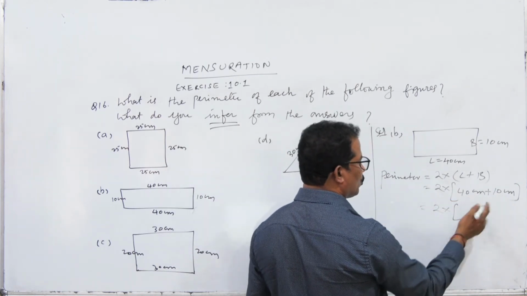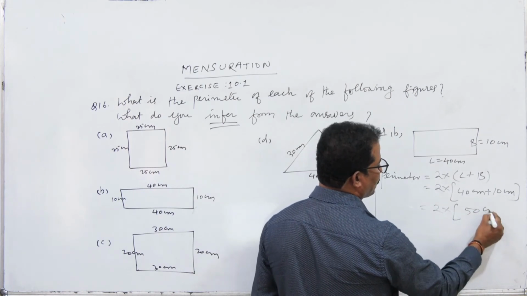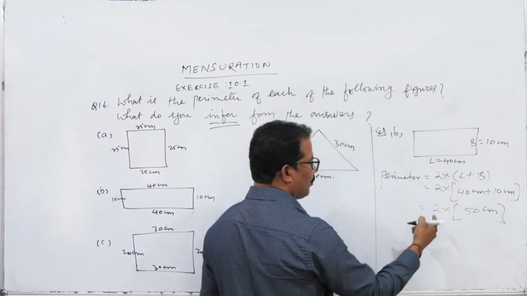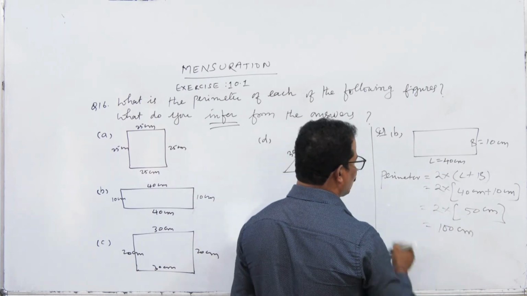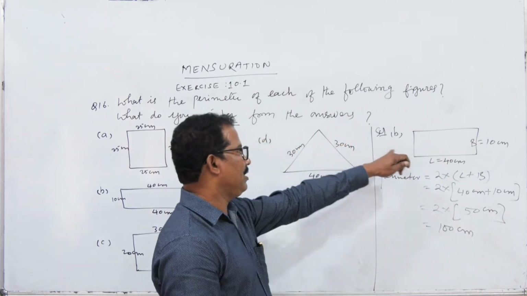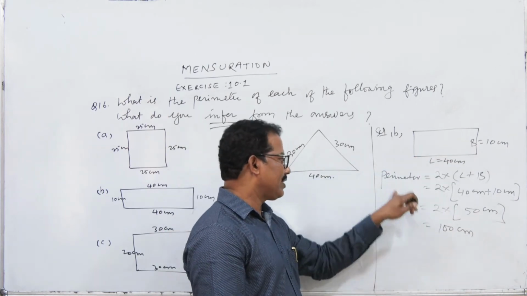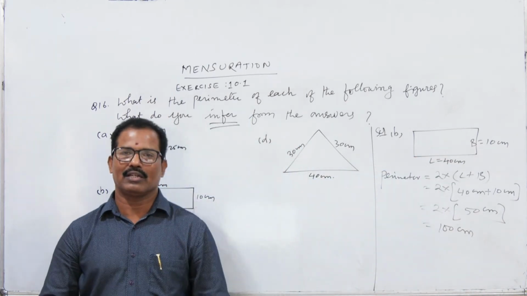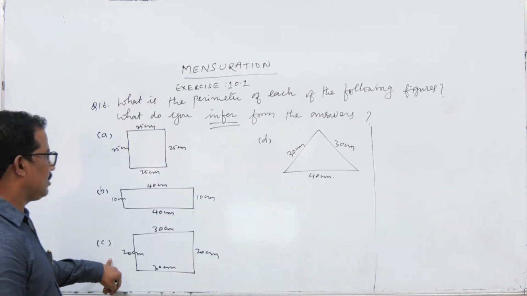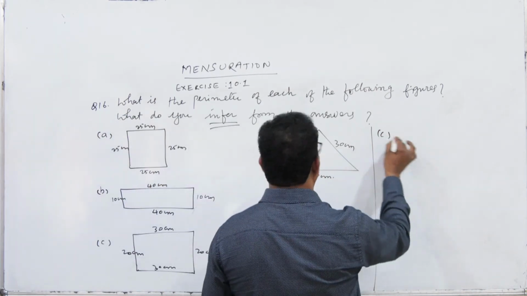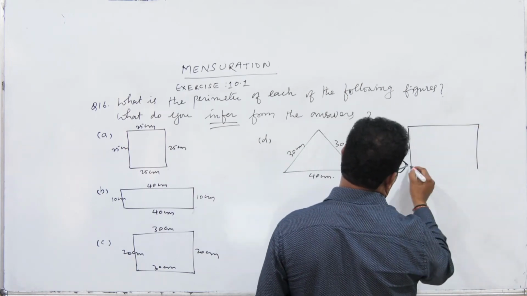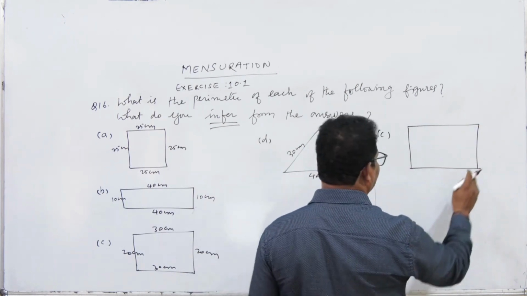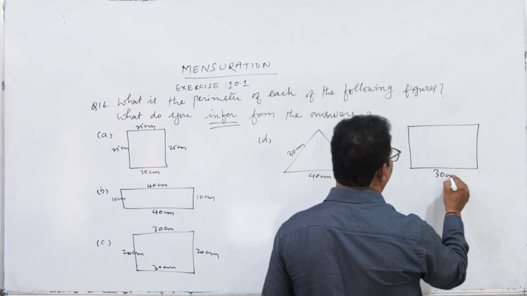Now you can see 2 into that 40 plus 10. First we have to add these two. That will be equal to how much? 50 centimeter. Understand? Now if you multiply 50 by 2, we will get 100 centimeter. So in this case also for question B, for this rectangle, we got the perimeter how much? 100 centimeter. Understand? Now for C question, it is again a rectangle. What is the length here? 30 centimeter.